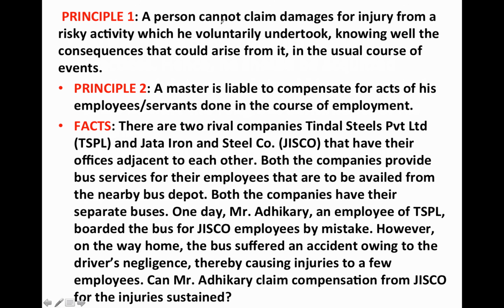Here the principle says a person cannot claim damages for injury from a risky activity which he voluntarily undertook, knowing well the consequences that could arise from it in the usual course of events. What does this mean? It means that a person cannot claim any money from someone if he voluntarily undertakes a risky activity, if he himself puts himself in harm's way, when he knows what harm can come from that activity.